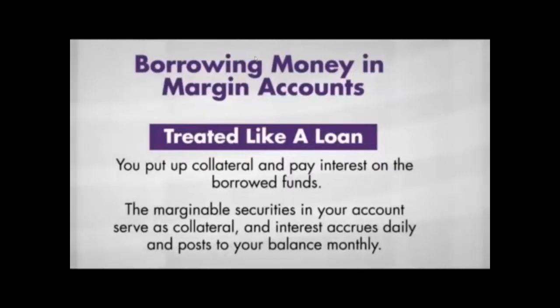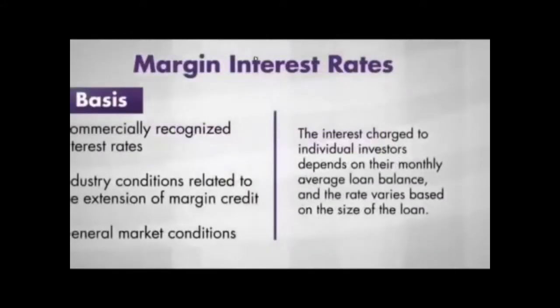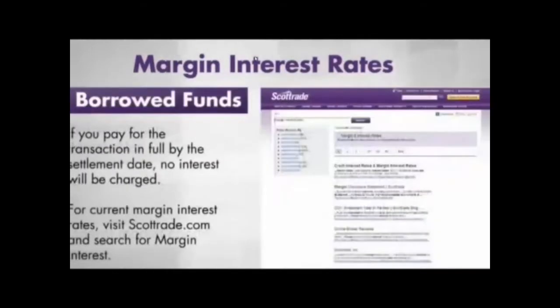Basically, the interest accrues on everything that you owe, just like if you were borrowing money from a bank or borrowing money for a car. The interest rates are based on commercially recognized interest rates, industry conditions related to the extension of margin credit, and general market conditions. Interest charged to individual investors depends on their monthly average loan balance, and the rate varies based on the size of the loan. In other words, the bigger the loan, the higher your average balance, the bigger your interest rate. If you pay for the transaction in full by the settlement date, no interest will be charged, just like on a credit card.